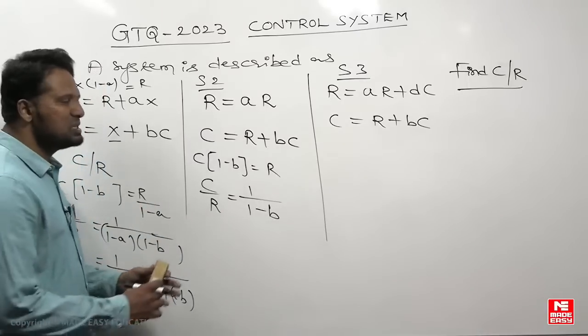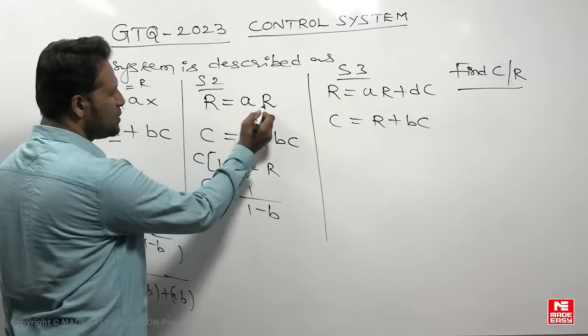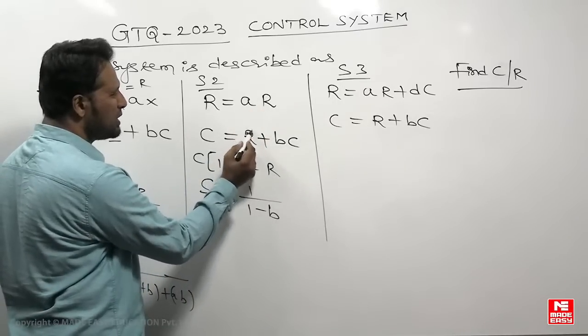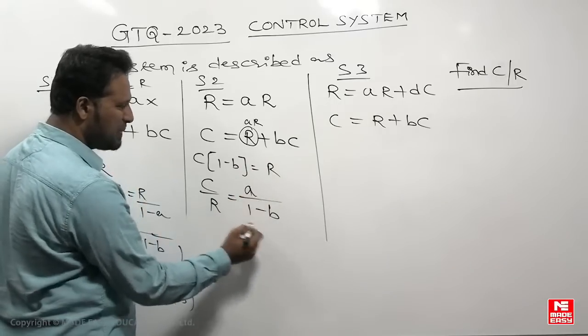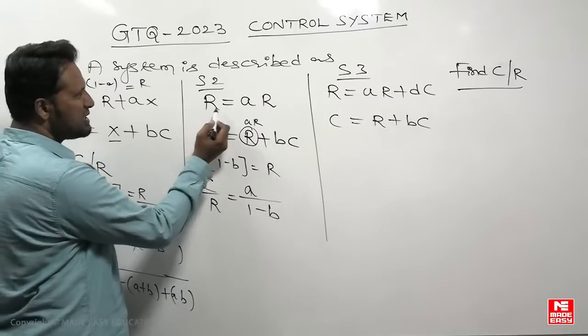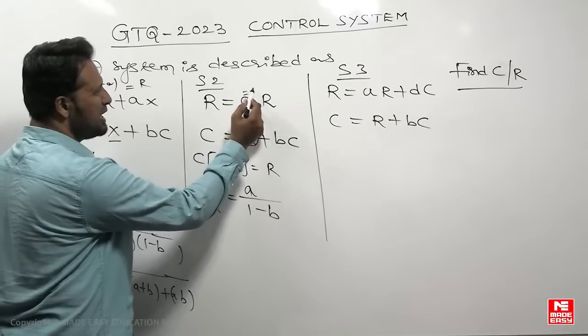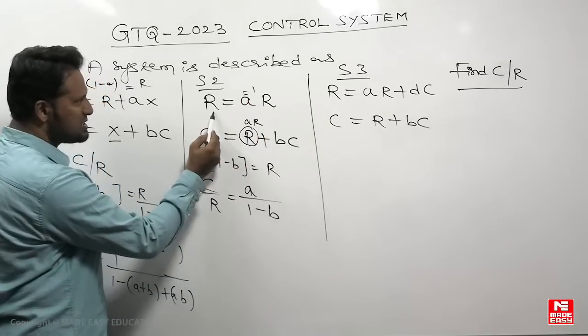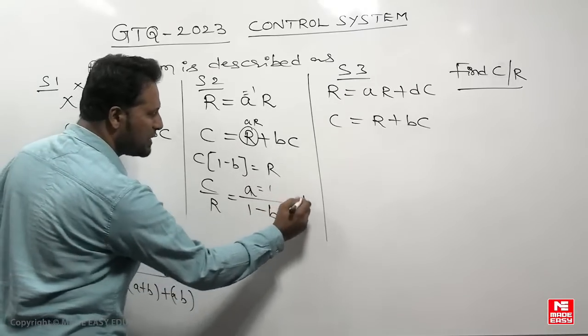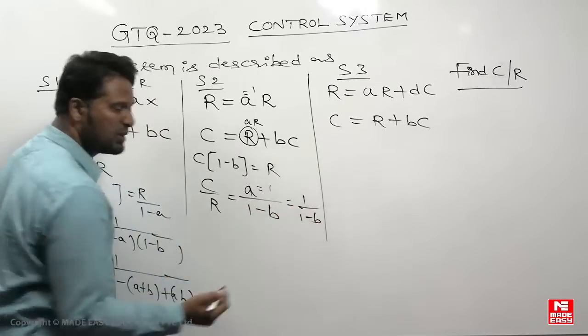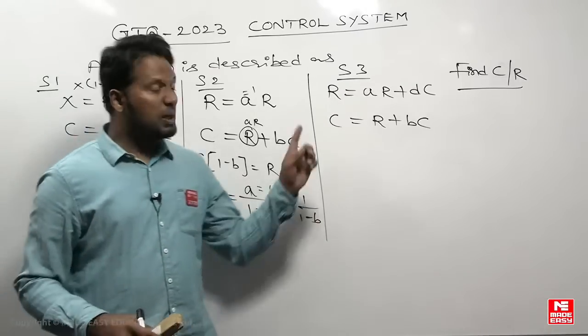What some people try to insist is that R is equal to AR. If I substitute that over here in place of this, it becomes AR, then it will be A by 1 minus B. If you consider R is equal to AR, which means A is equal to 1, so that is again back to 1 by 1 minus B. That's fine.